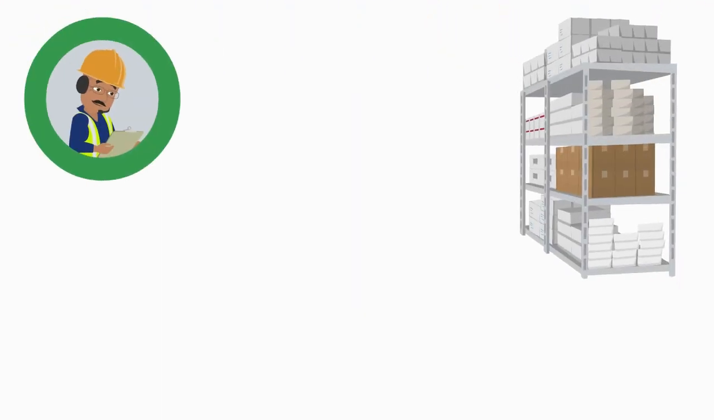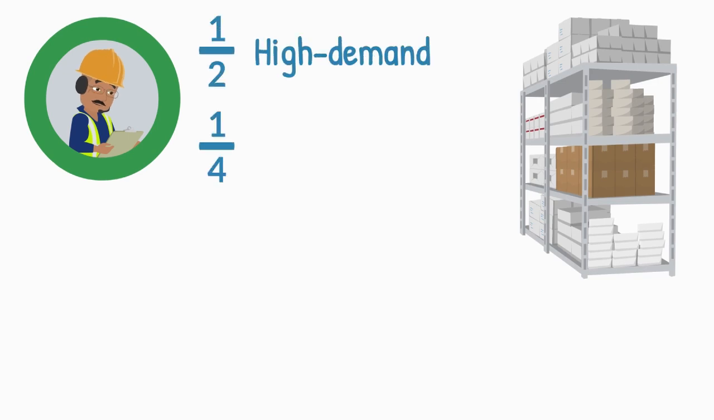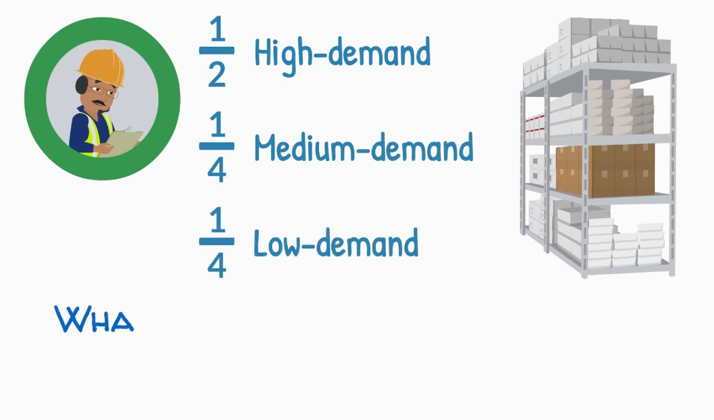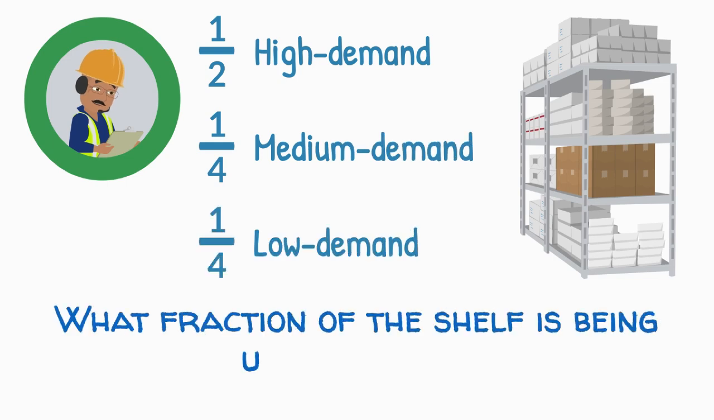Ramon needs to allocate shelf space for different demand levels. If 1/2 of the shelf is reserved for high demand products, 1/4 for medium demand items, and 1/4 for low demand items, what fraction of the shelf is being used in total?